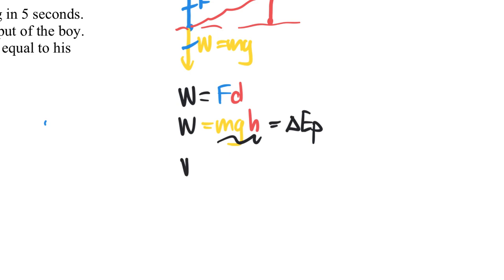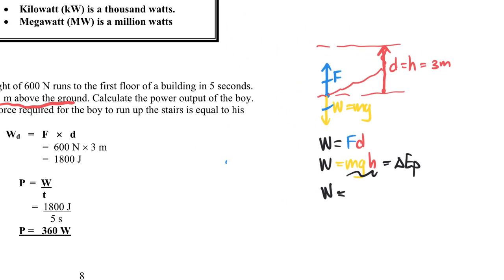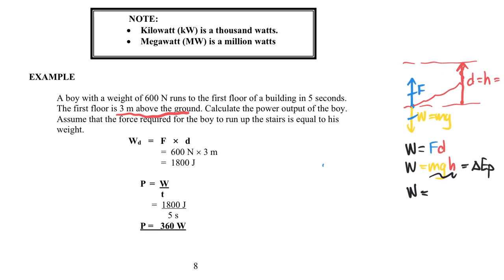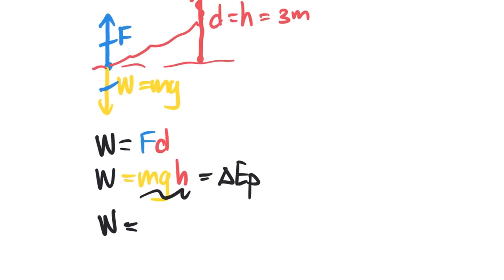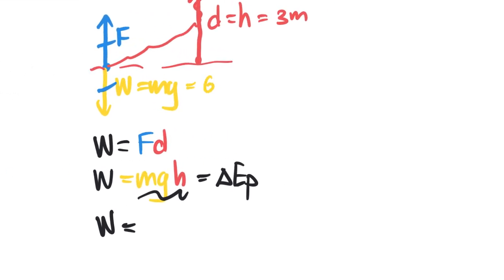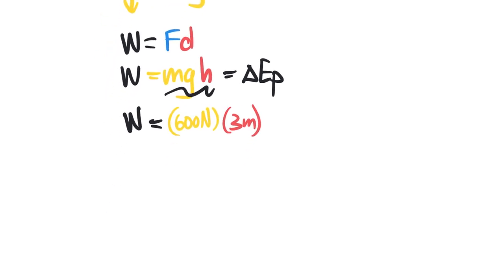So the work done would be this boy's mass. Well, it says this boy actually has a weight of 600 newtons, so we don't even need to work with his mass, so it's 600 newtons. So this is going to be 600 newtons times the 3 meters. So the work done by this boy is going to be 1,800 joules, and that is for the boy to walk from the ground level to the first floor.